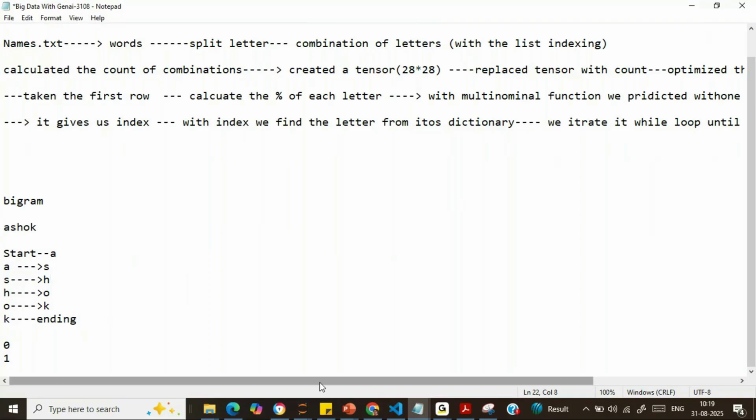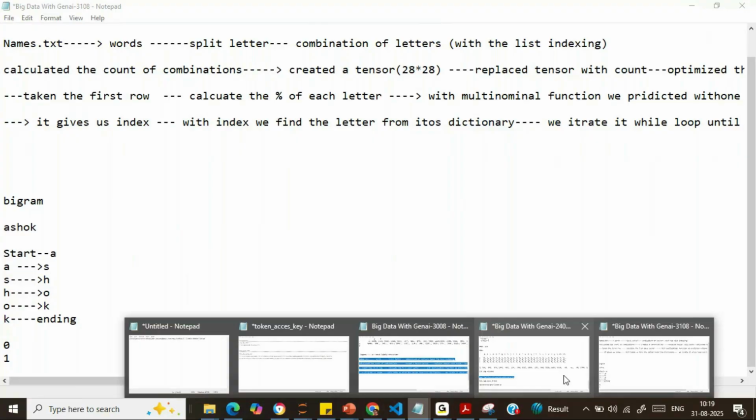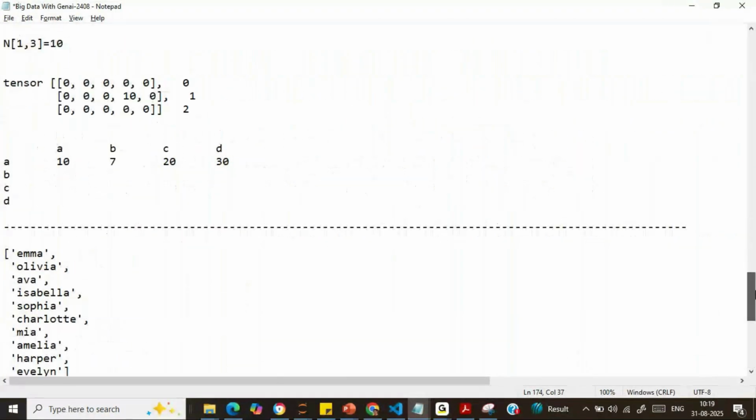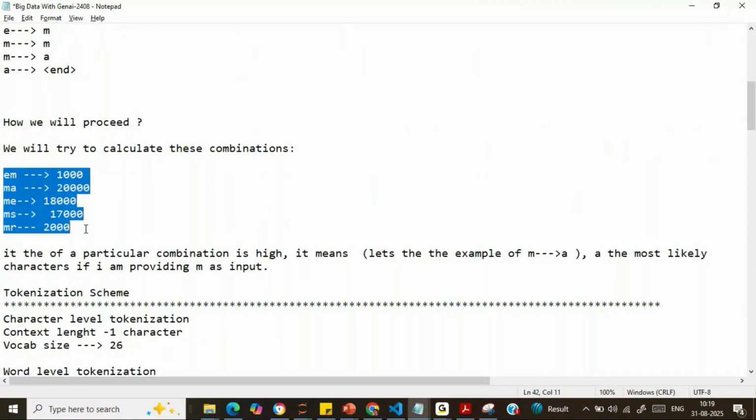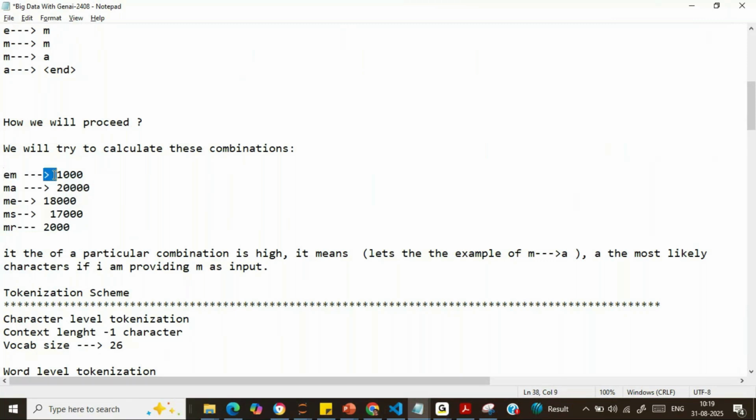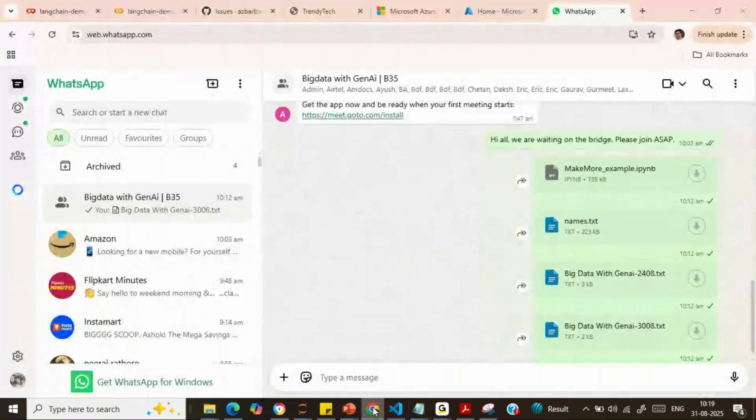Say I have taken this particular example, like em is there 1000 times. I found out the combination like M after E is coming 1000 times, A after M coming 20,000 times in the given data. So for me, A is the most likely character after M. That's what I have calculated with the help of this particular code.